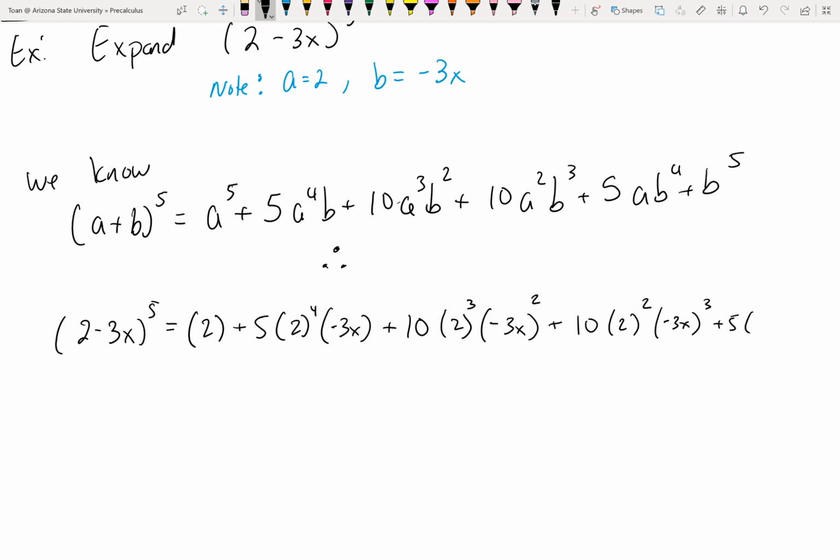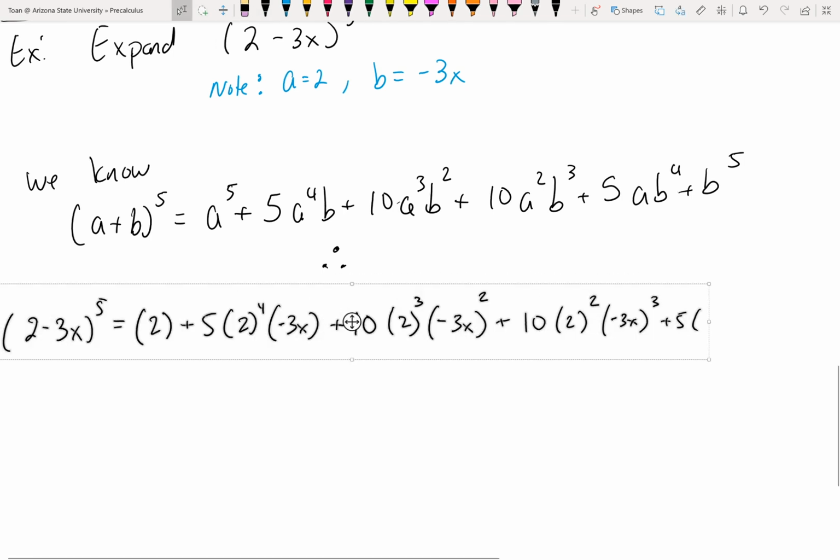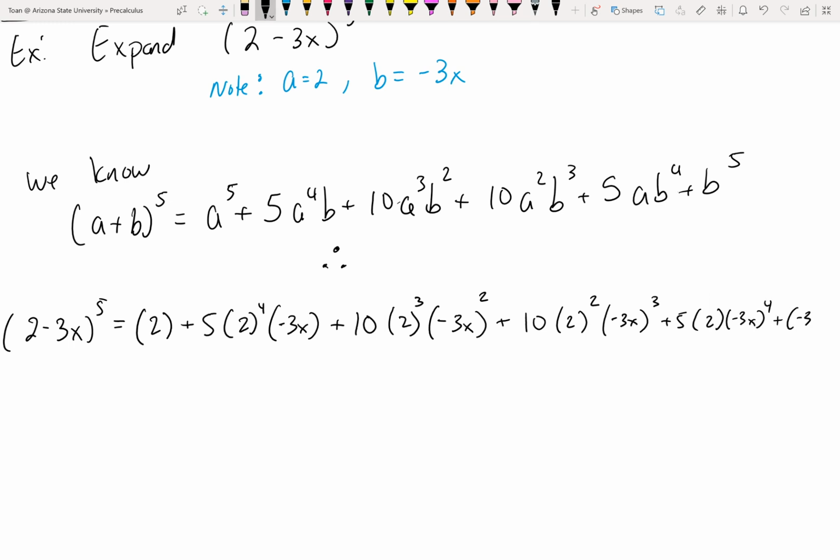Running out of room. Actually, let's use the technology thing and move it back. There we go. Negative 3x to the 4th plus negative 3x to the 5th. And of course, you do have a little bit of work to do. You have to simplify it. This is 2 to the 5th, so that is 32. If you were to multiply all this together, 2 to the 4th is 16.